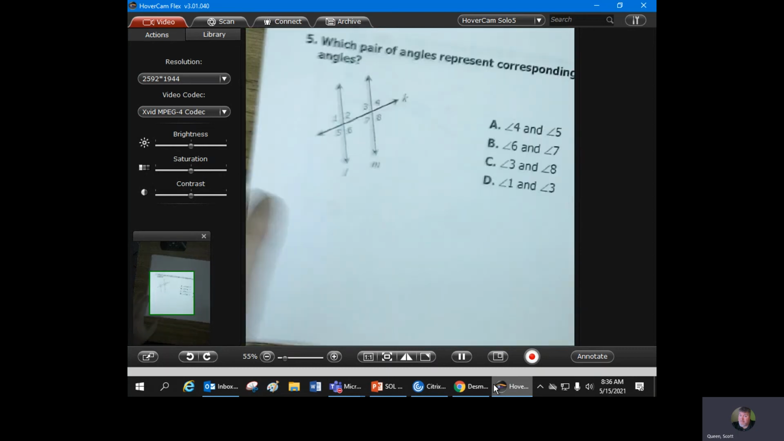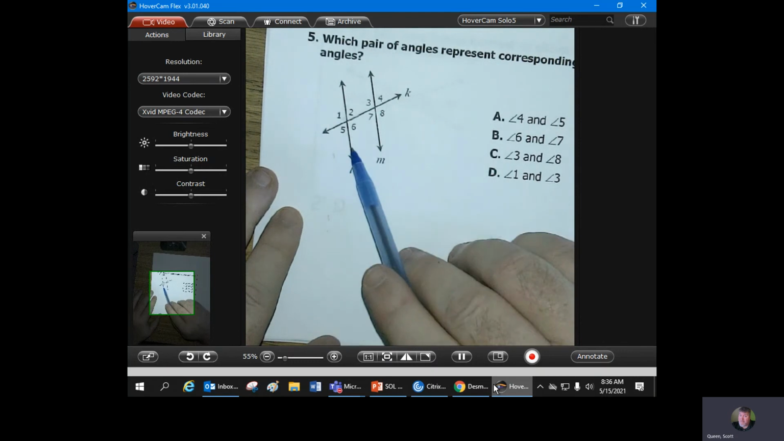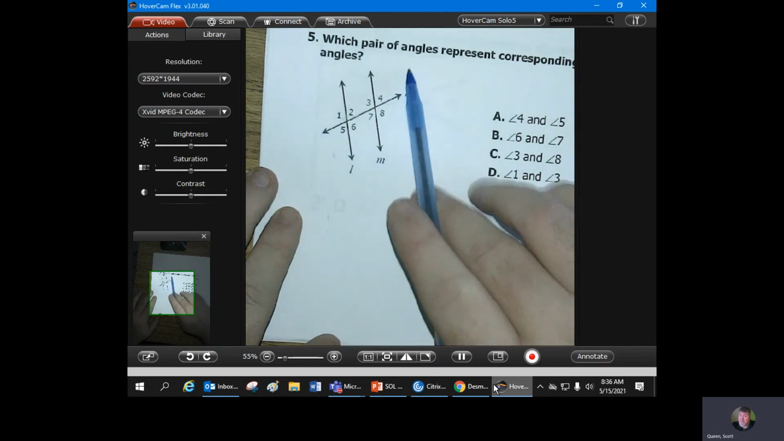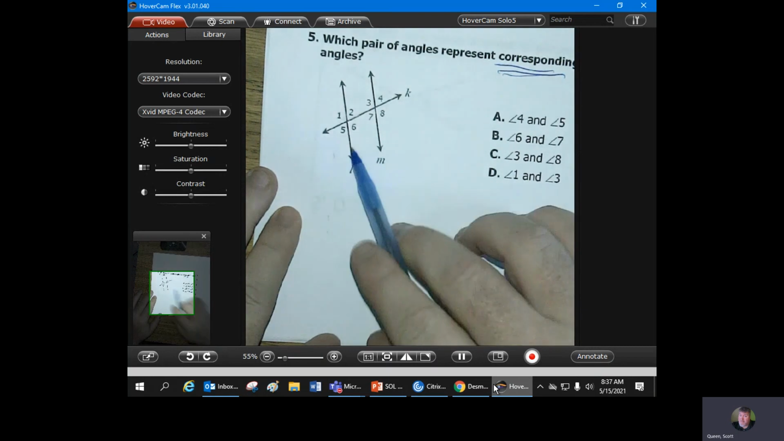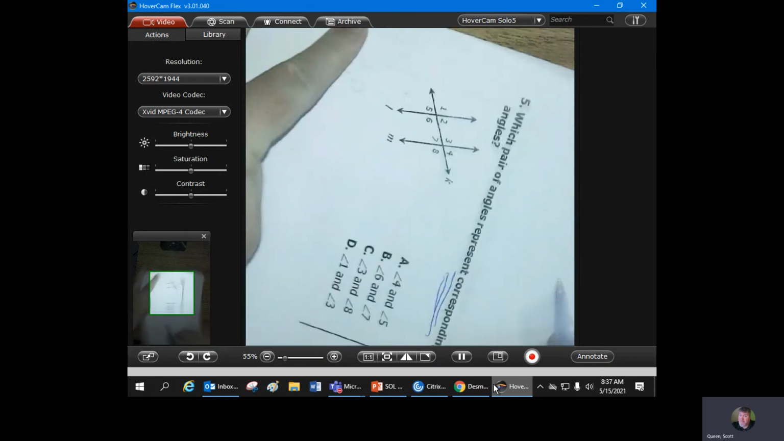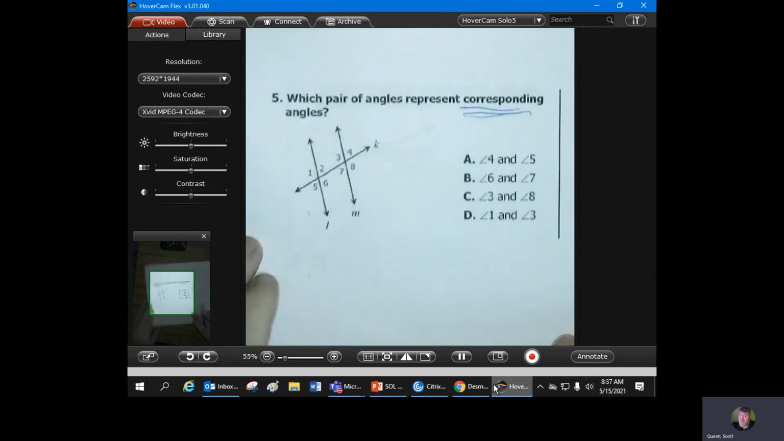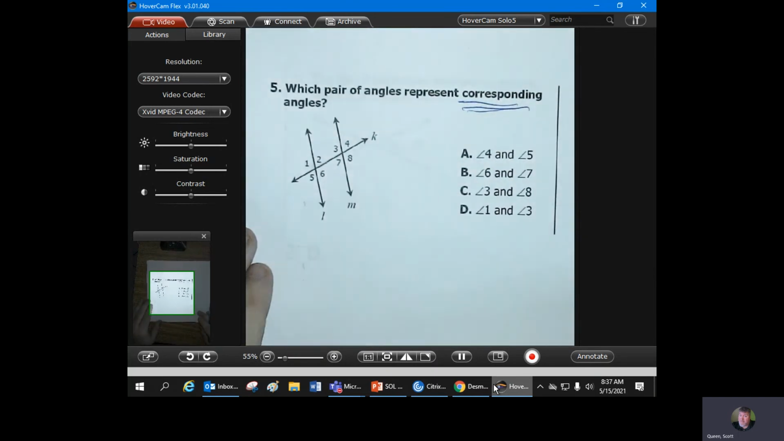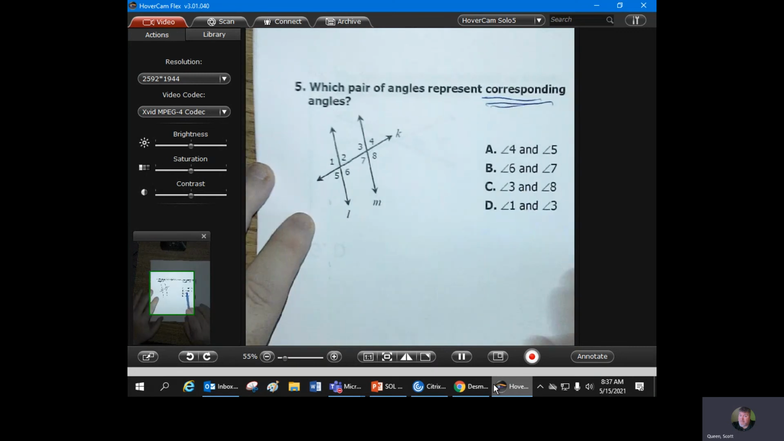All right, another parallel lines problem. This time all we have is numbers here. We don't have measurements. It says which pair of angles represent corresponding. Now, I don't like the way this looks. I like the way that looks or that looks. I could redraw it or I could turn it. But remember, corresponding means that things are on the same side, but one's inside, one's outside. That's how I look at it. So instead of trying to figure it all out, let's just look at our answers, because that's what we go off of, right?